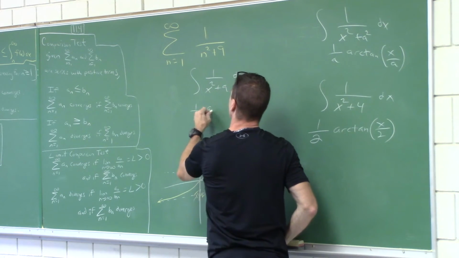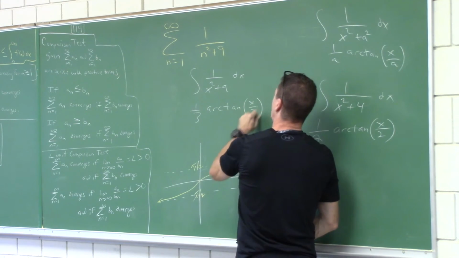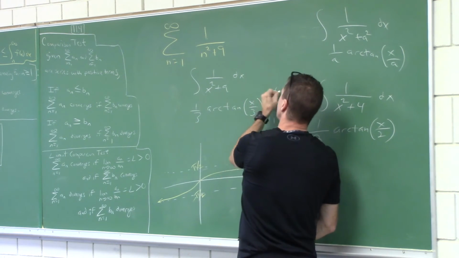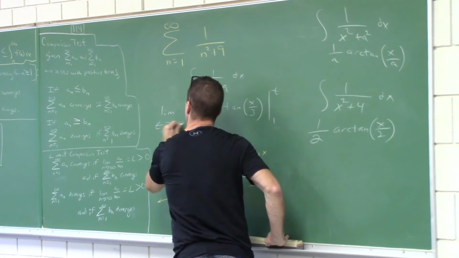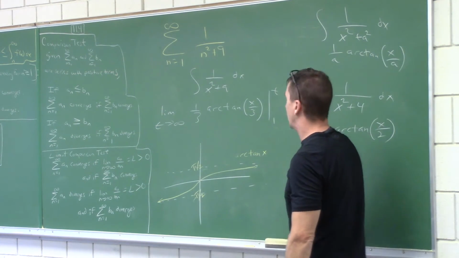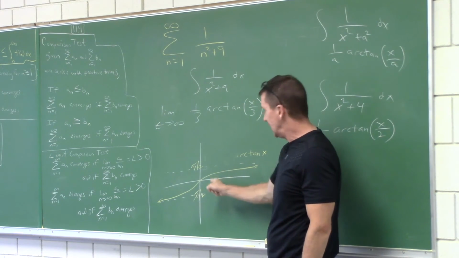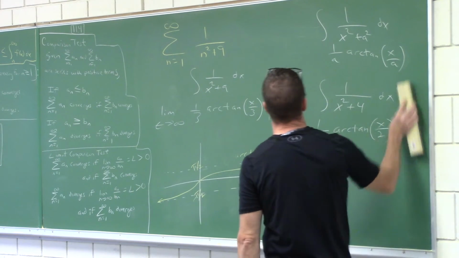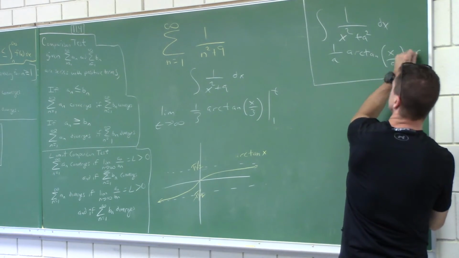1/3 arctan of x over 3. Now I'm going to go back and put my 1 and my t, and we're going to take the limit as t approaches infinity, right? And by the way, arctan of x over 3 would behave very similar to this. It would still approach pi over 2. I can leave this up. I'll put a plus constant.